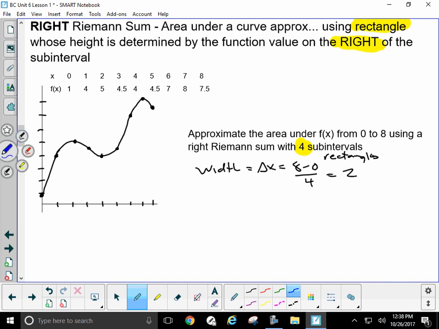So now let's place down the 1, 2, 3, 4 rectangles. But now the height of the rectangle would be determined by the function value on the right of each of these subintervals. So take the base of one of your rectangles. I'll go back to rectangle number 2. Go all the way to the right. And the height over that rightmost point is the height you are going to use for that rectangle. This is the height for rectangle number 2.